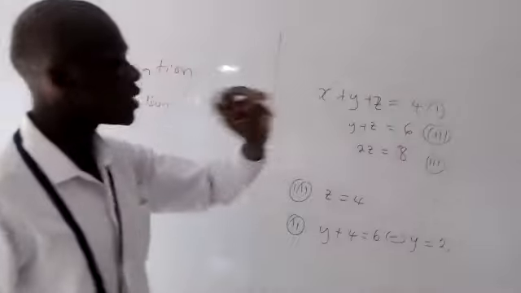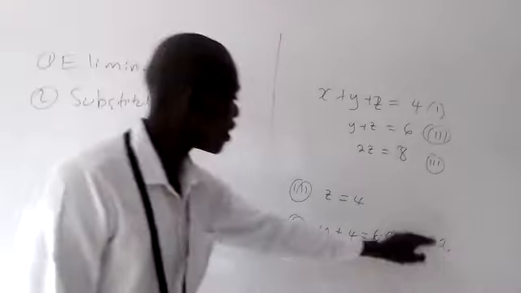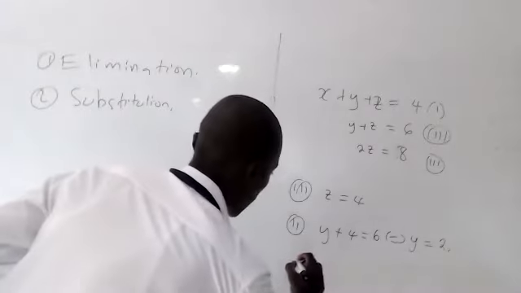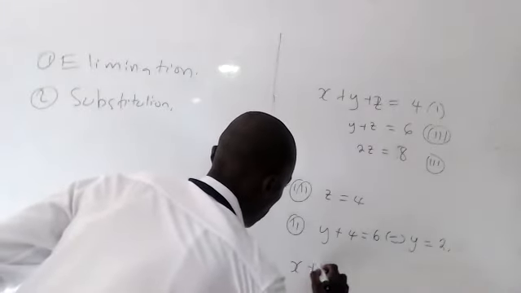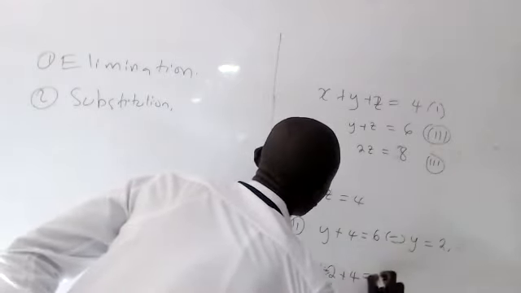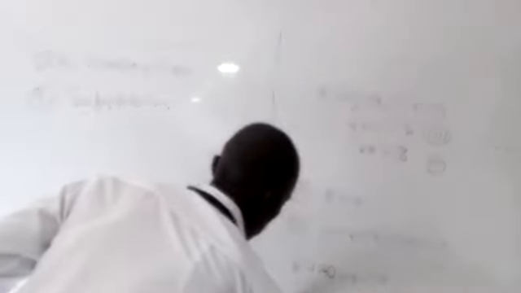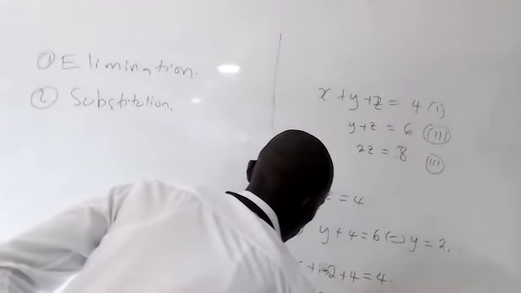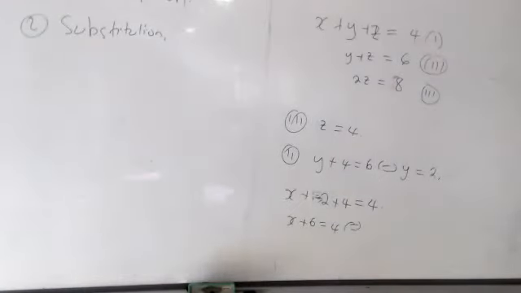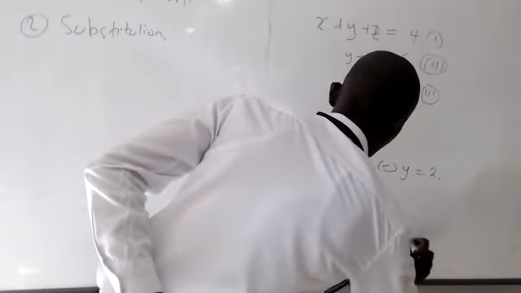Now, the first equation has 3 unknowns. We already know y and z, so we can substitute for y and z in this first equation and solve for x. So you will have x plus y, which is 2, plus z, which is 4, should give you 4. Then from here, x plus 6 is 4. Which means x must be equal to minus 2.